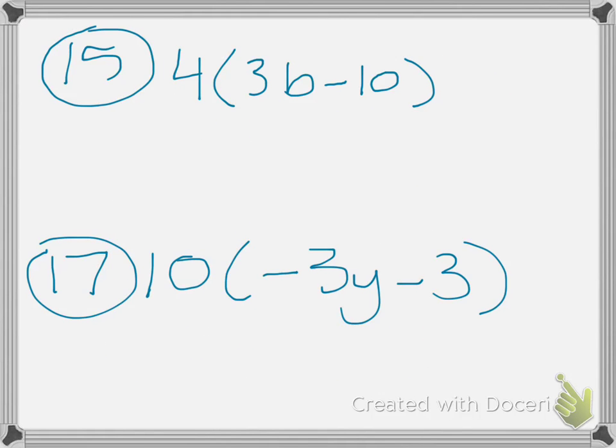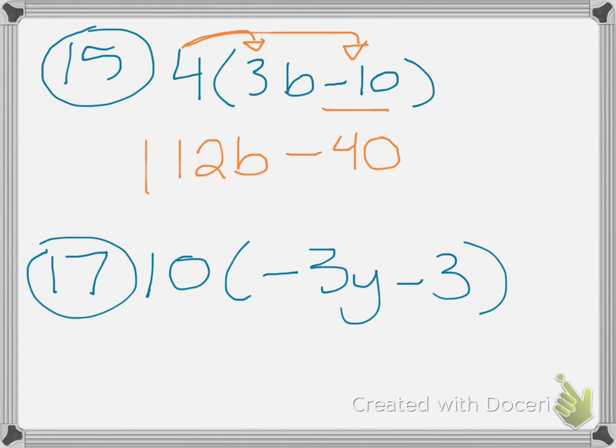Alright, so the next one that we need to do is number 15, and this is where we're going to use distributive property to simplify. So we're going to multiply what's on the outside times both things on the inside, and 4 times 3b would be 12b. And then 4 times our negative 10 would be negative 40. So it's going to look like that, 12b minus 40. That's it on that one. That's all you can do.